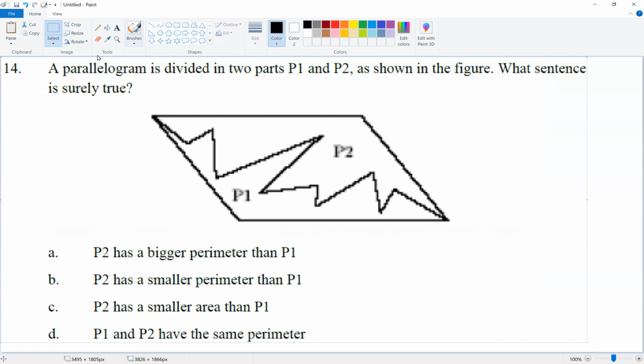Okay, number 14, Anya. I didn't do this one, but I can try. Go ahead. A parallelogram is divided into two parts, which one we did? We did that side, right? Point 1 and point 2, as shown in the figure. What sentence is surely true?